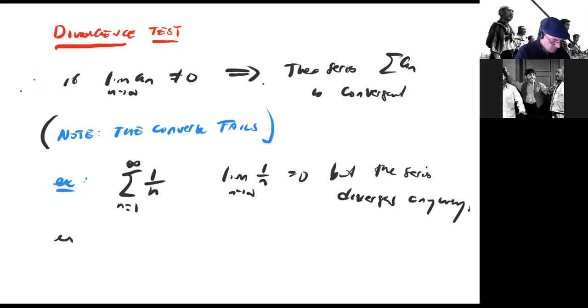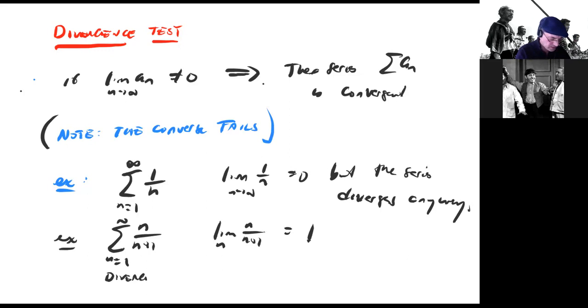But here's a place where the test will help us: summation n over n plus 1 as n goes from 1 to infinity. The limit of the nth term of the series, n over n plus 1, is going to be 1. So this is going to diverge by the test. The test cannot always be applied, that's what I'm trying to say. This series diverges.